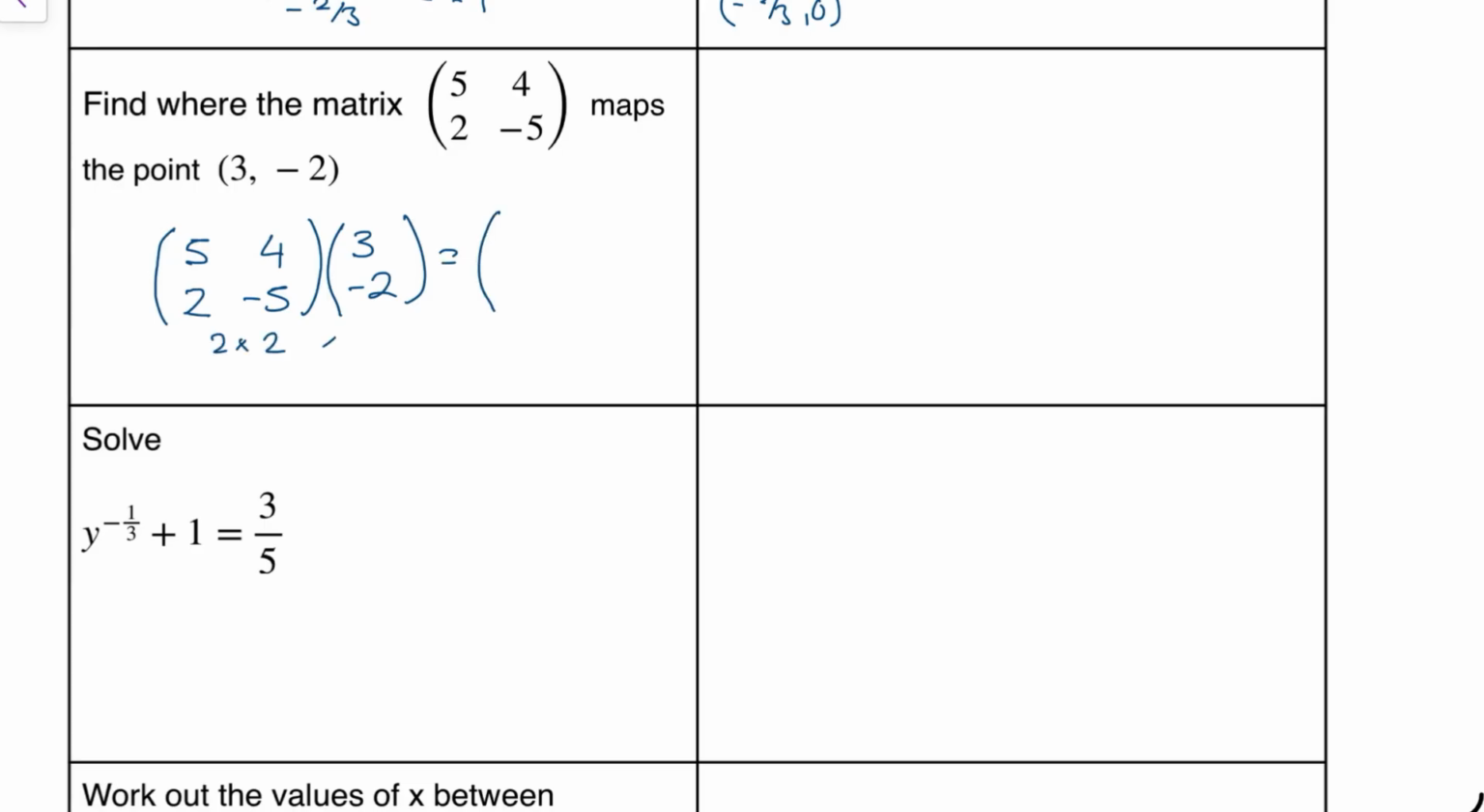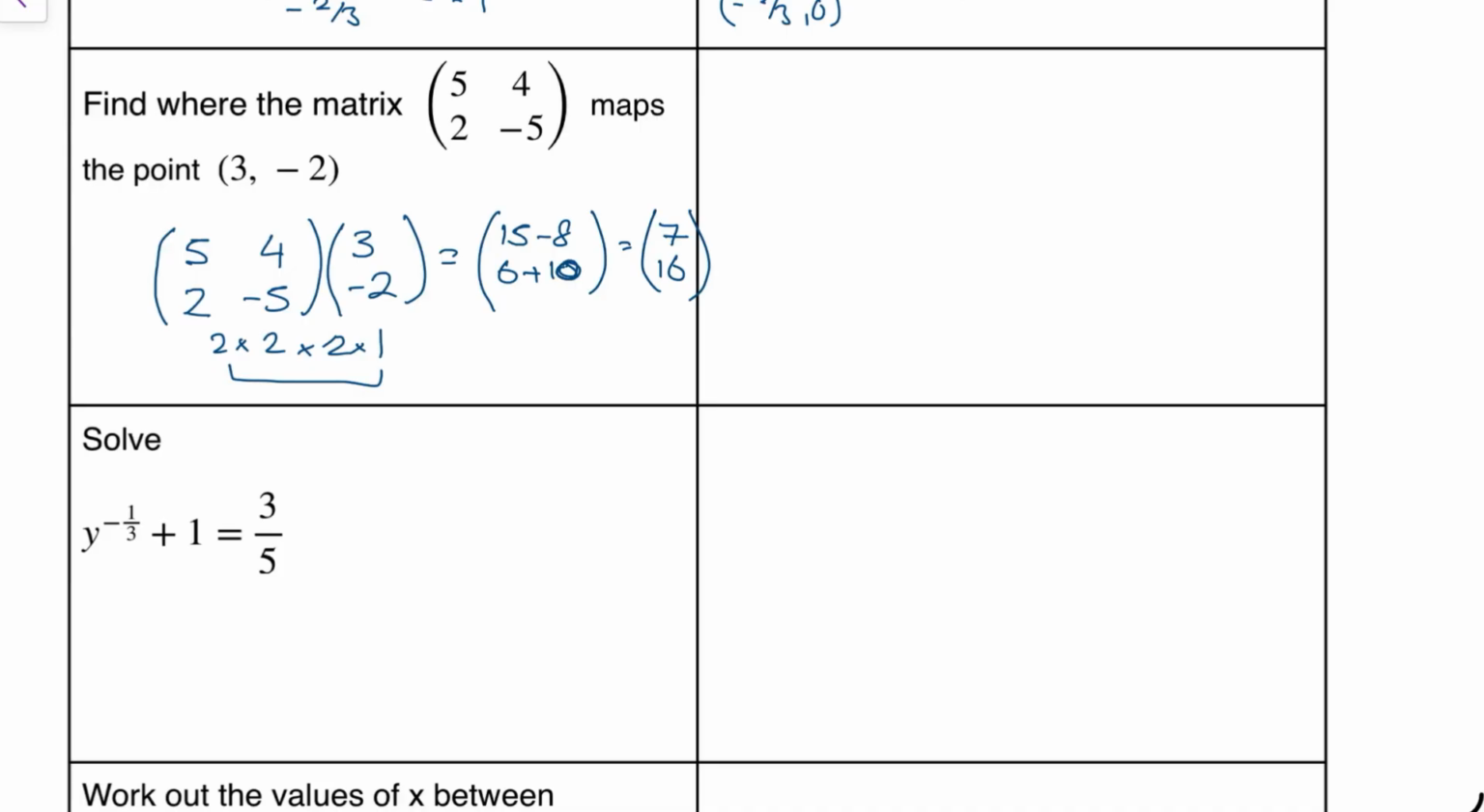Well, this is a 2 by 2 and this is a 2 by 1, which means my answer is a 2 by 1. Of course it is, because it's going to be a vector. 5 times 3 is 15. 4 times minus 2 is minus 8, 2 times 3 is 6, and minus 5 times minus 2 is 10, which gives me the final vector. Again, note my words here, is going to be 7 and, that's why you have to be careful, you can read your own writing, 10, 7 and 16.